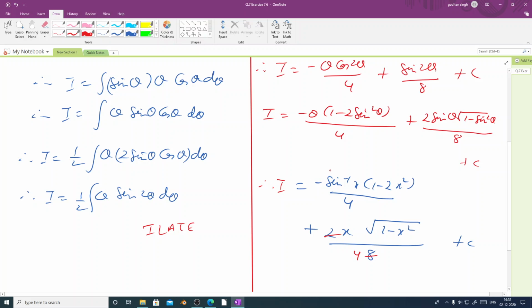So this will be our final answer, that is I equal to minus sin inverse x into 1 minus 2x square over 4 plus x into root of 1 minus x square by 4 plus c. So this is our final answer, and this is the answer of question number 7.